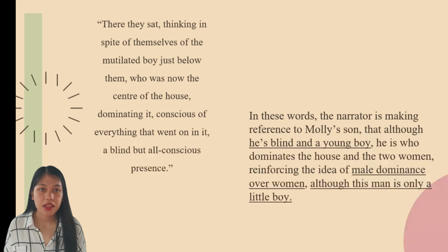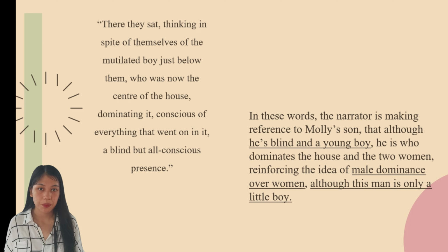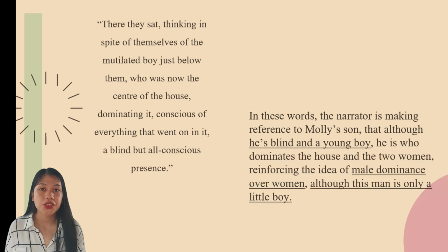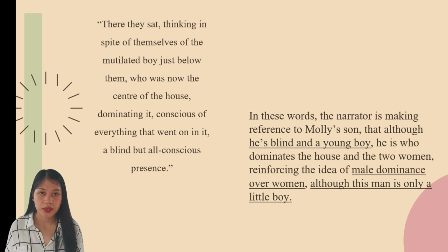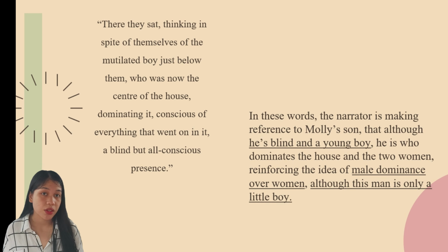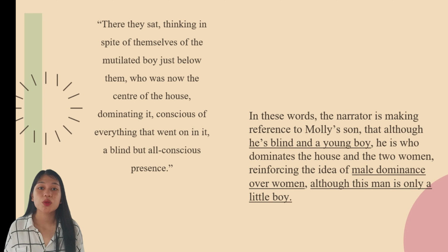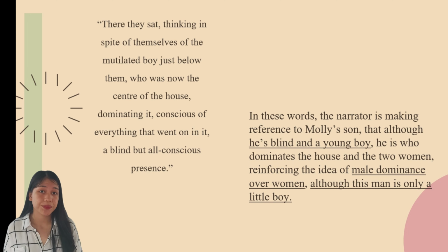"There they sat, thinking in spite of themselves of the mutilated boy just below them, who was now the center of the house, dominating, conscious of everything that went on in it, a blind but all-conscious presence." In these words, the narrator is making reference to Molly's son, that although he's blind and a young boy, he is who dominates the house and the two women, reinforcing the idea of male dominance over women, although this man is only a little boy.